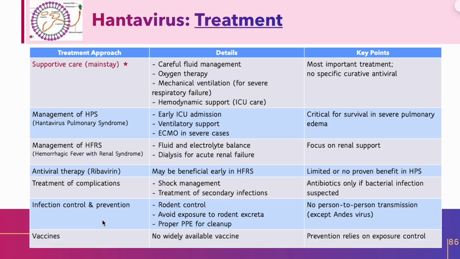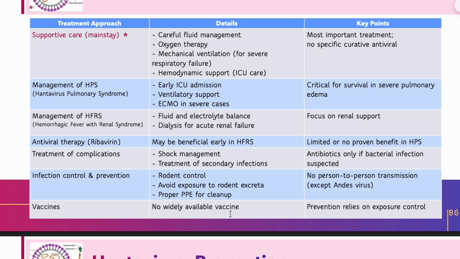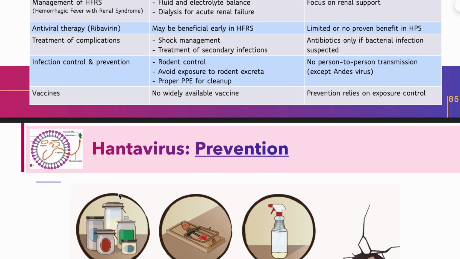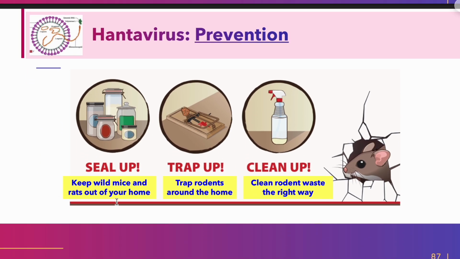For control and prevention, definitely rodent control, so get rid of rodents or mice. There is no person-to-person transmission except for Andes virus. Avoid exposure to rodent excreta like urine or feces. Use PPE for cleanup, and there is no vaccine available. So this is prevention.